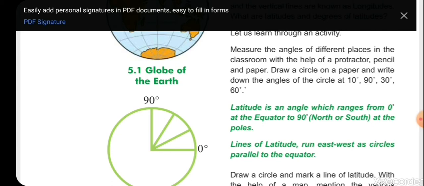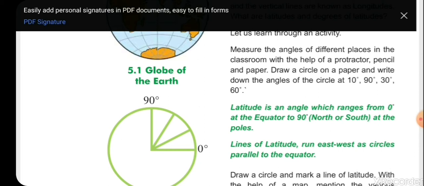degree. Latitude is an angle which ranges from 0 degree at the equator to 90 degree north or south at the poles. The lines of latitudes run east-west as circles parallel to the equator.